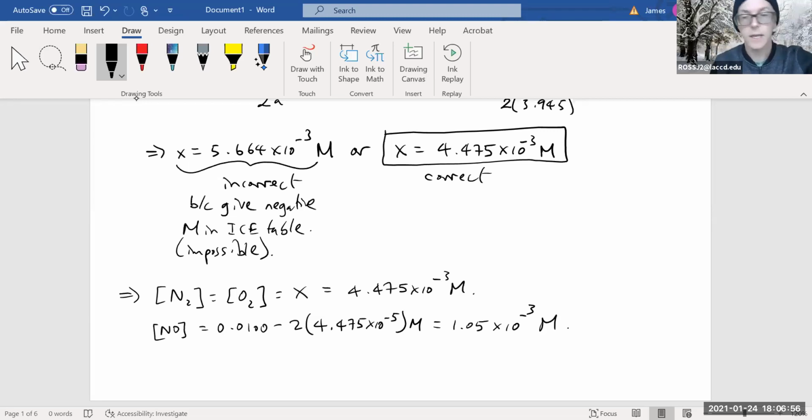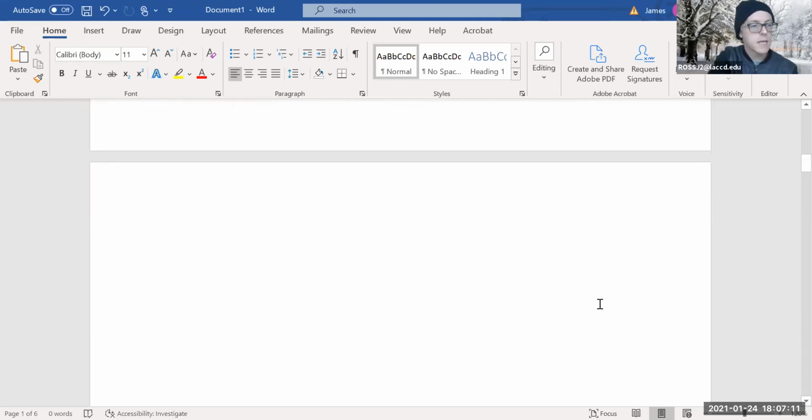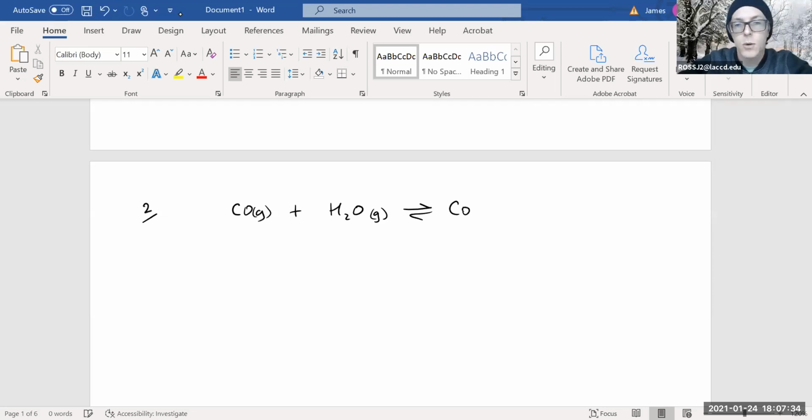We will have a second look at an ice table right now. Okay, so let's look at a second example of an ice table question. Here we're going to have a look at something in pressure units. So let's take carbon monoxide gas and water vapor in equilibrium with CO2 gas and hydrogen gas.